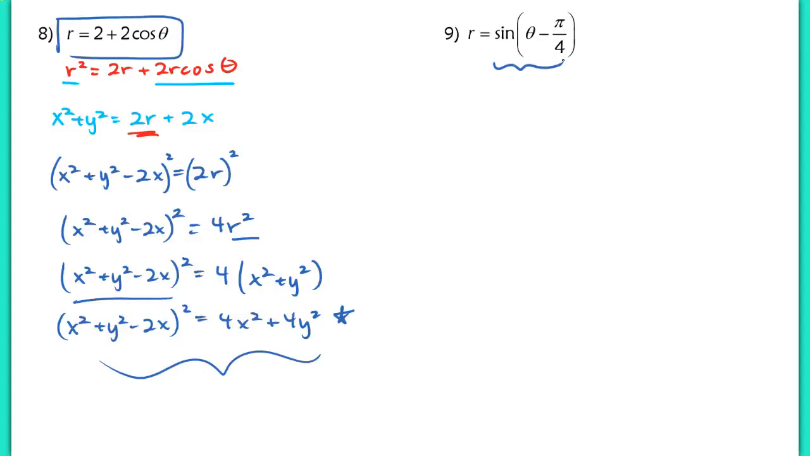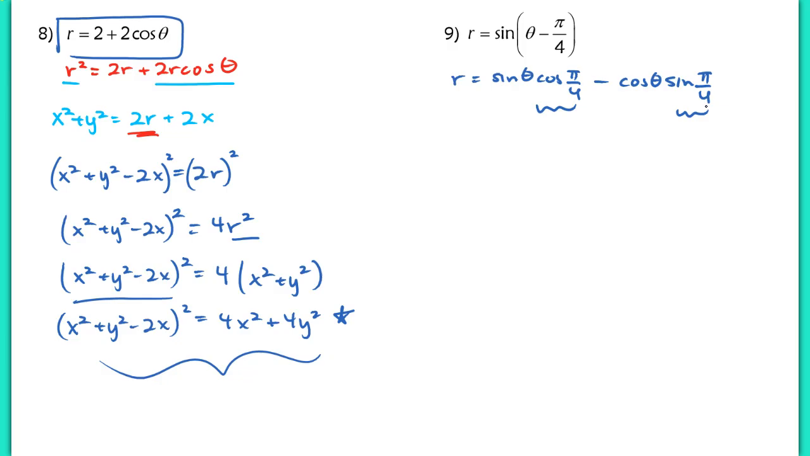Now in number 9, you have to recognize here that rewriting the sine of theta minus pi over 4 is going to be your best shot at trying to eliminate r and sine theta. So what I have to do here is use my angle addition formula. Remember, you can rewrite the sine of theta minus pi over 4 as sine cosine, cosine sine. So we're going to take the sine of theta times the cosine of pi over 4 minus the cosine of theta times the sine of pi over 4. And then from here I can evaluate because the cosine of pi over 4 and the sine of pi over 4 are actual values here.